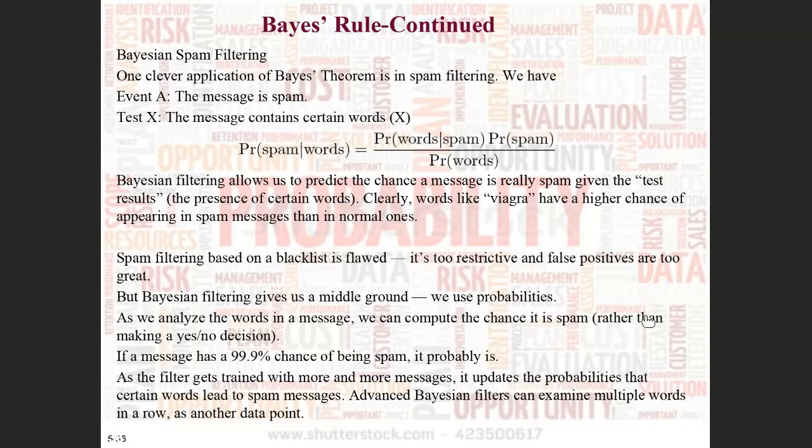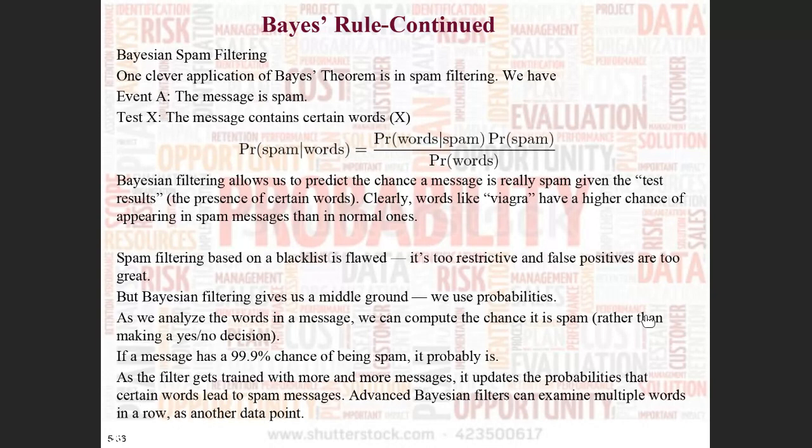Spam filtering based on a blacklist is flawed. It's too restrictive and false positives are too great. But Bayesian filtering gives you the middle, so you use probabilities. As you analyze the words in a message, you can compute the chance it is spam rather than making a yes-no decision, which you want to do.